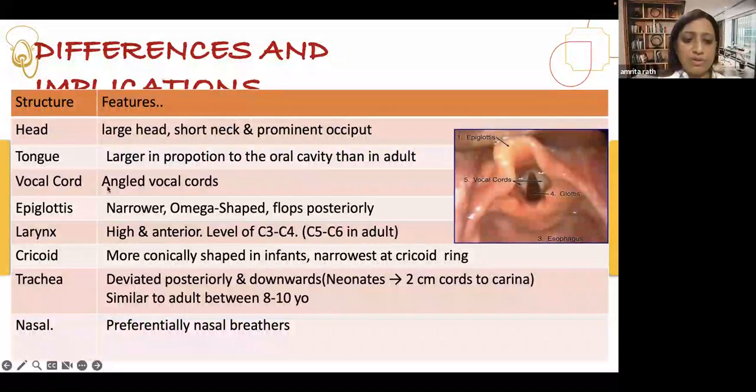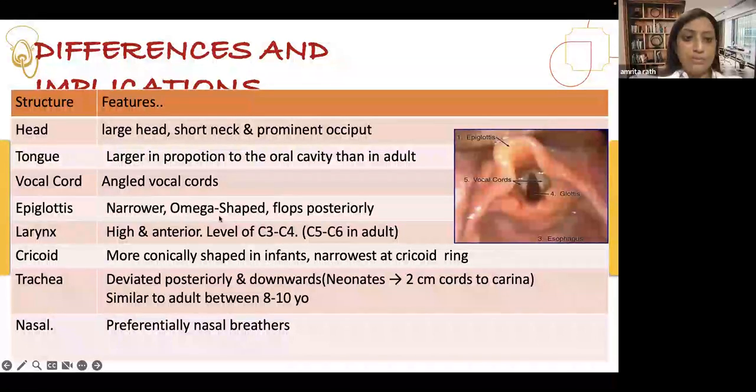Then comes the vocal cords. The vocal cords are anteriorly angled. So whenever you put a tube, you will end up hitting the anterior commissure and you fail to intubate. Here you have to do a maneuver of 90-degree or 180-degree rotation so that the angulation of the anterior commissure is removed. Then comes your epiglottis.